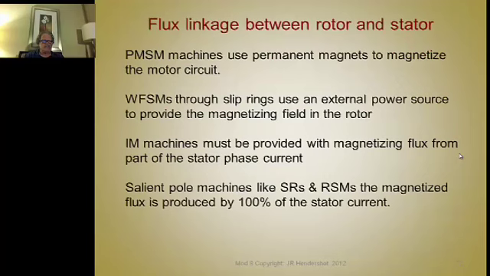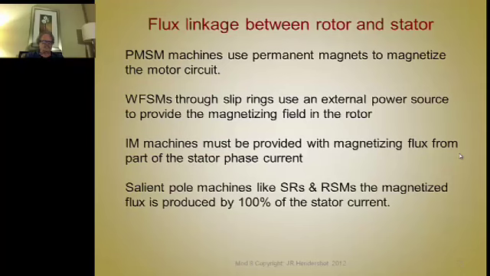The permanent magnet machines use permanent magnets in the rotor to provide the magnetizing flux. Wound field synchronous machines are similar in configuration to the permanent magnet machines, but they have poles on the rotor, soft iron poles with coils around them, and DC power is applied to those coils through an external power source through slip rings and brushes to present the magnetizing field from the rotor.